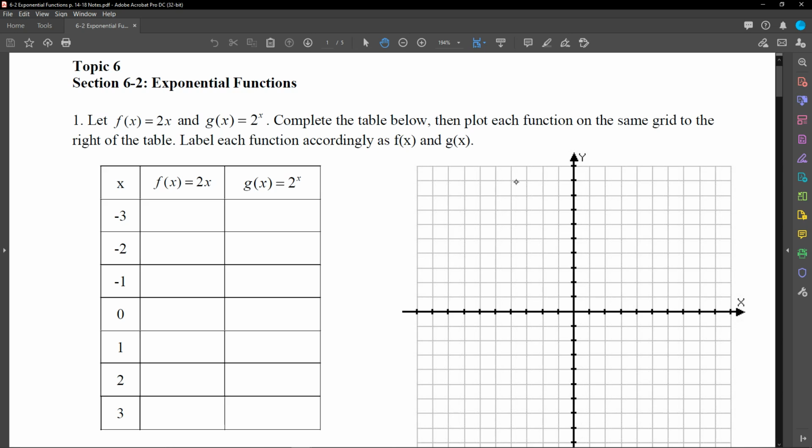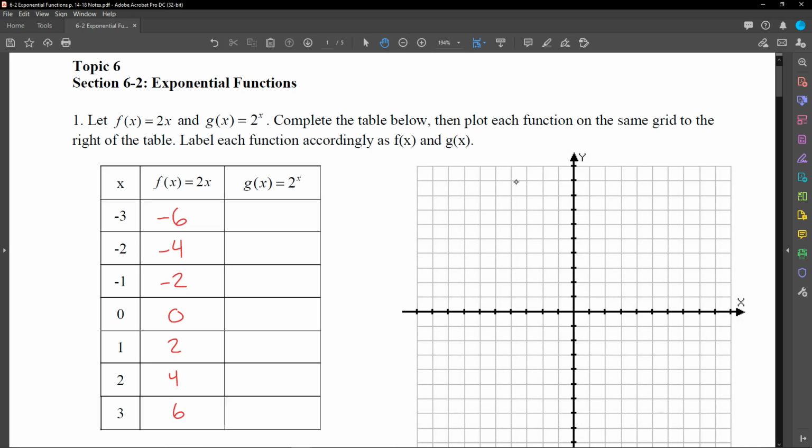F of negative 3 is 2 times negative 3, or negative 6. F of negative 2 is 2 times negative 2, or negative 4. F of negative 1 is negative 2. F of 0 is 0. F of 1 is 2. F of 2 is 4, and f of 3 is 6.